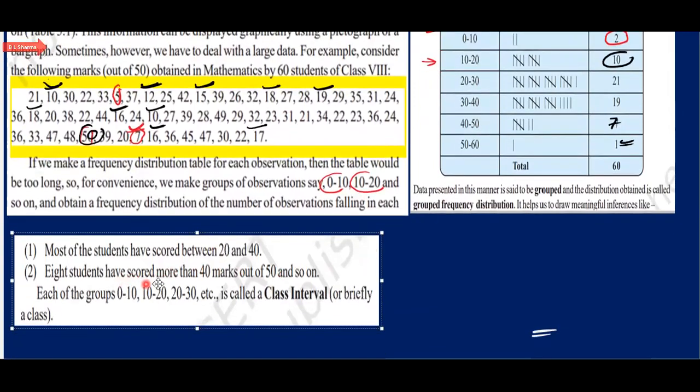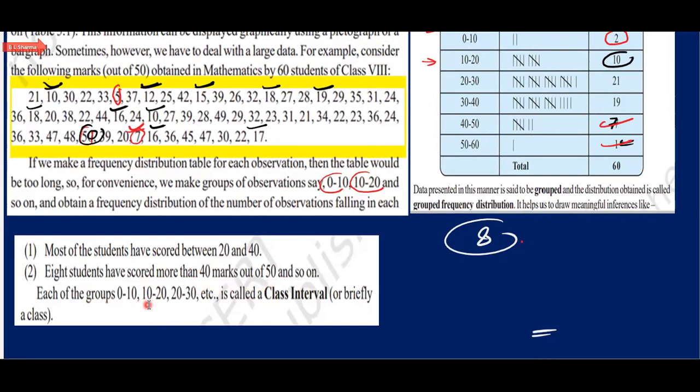And 8 students have scored more than 40 marks out of 50. See here, 40 to less than 50 and 50 to less than 60. अगर इन दोनों को ऐड करेंगे तो 7 plus 1, that is 8. So total 8 students are there who scored, means 7 is this plus 1 is this, total is 8. So total 8 students have scored more than 40 marks out of 50 and so on.